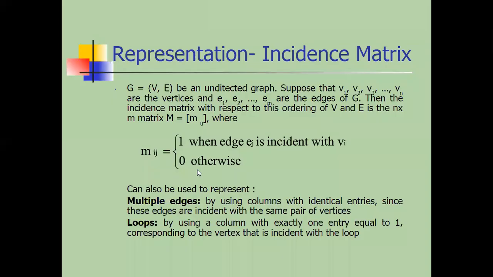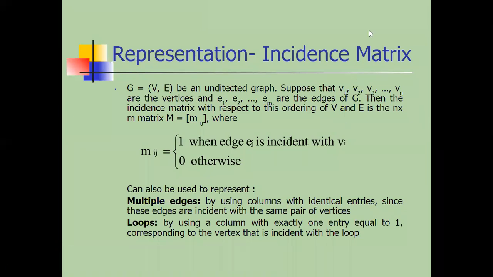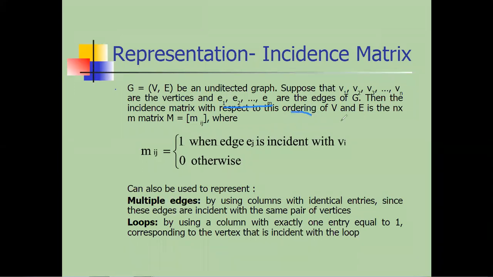So what is meant by incidence matrix? Again, the graph is a combination of vertices and edges, and that is actually an undirected graph. Suppose v1, v2 to vn are the vertices, and e1, e2 to en are the edges of the graph. Then what is the incidence matrix? We have to represent it with the ordering of v and e. So how will the order be maintained?